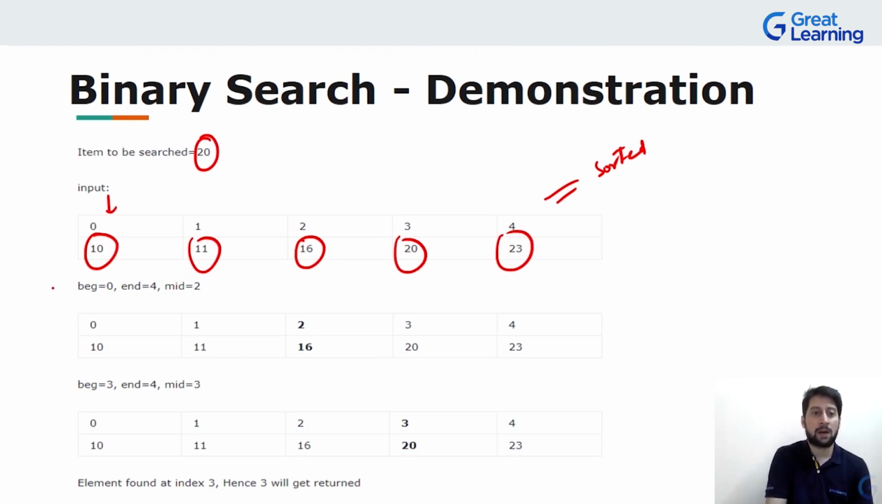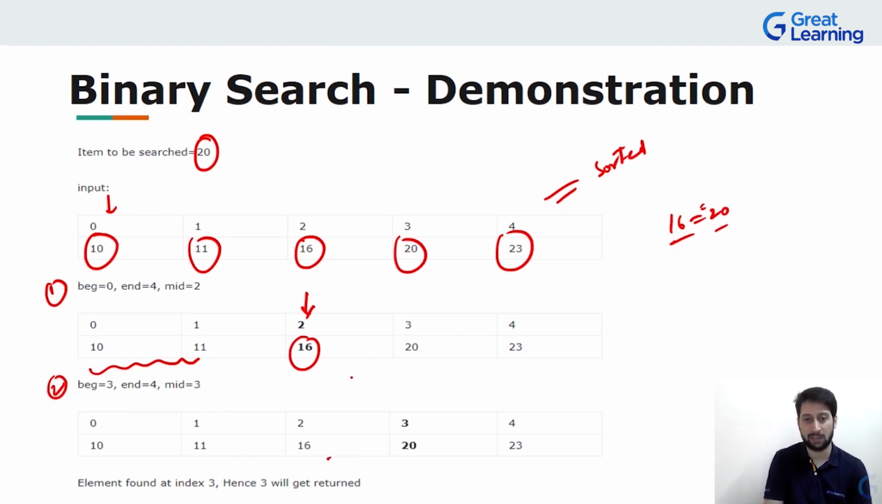Now in the first iteration, our beginning is 0, our end is 4 and our middle is this element. What we will be looking for is, is 16 equal to 20? No, it is not, but 16 is less than 20, so we will skip this part. In the next iteration, we'll be focusing on these three elements, that is 20, we will be focusing on this part, right?